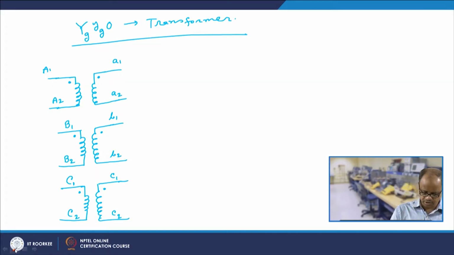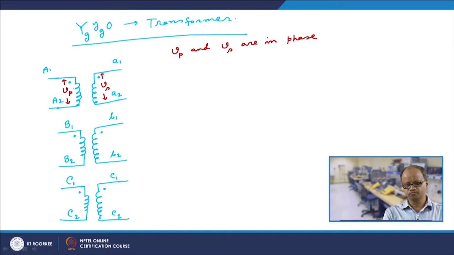The significance of this dot convention is, if we recollect, let us say this voltage Vp and this voltage Vs. Then this Vp and Vs are in phase. When I say that this voltage Vp means the potential of this point as compared to this point, as well as the potential of this point as compared to this point, these are in phase.